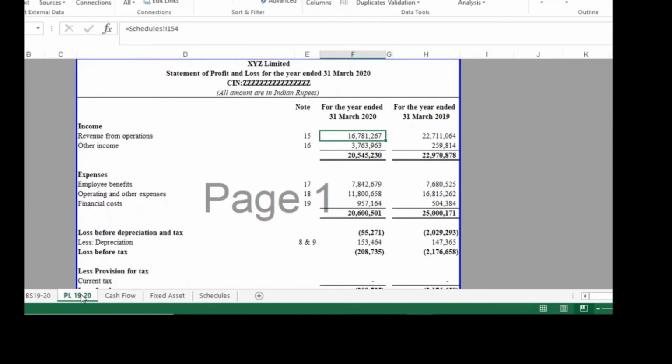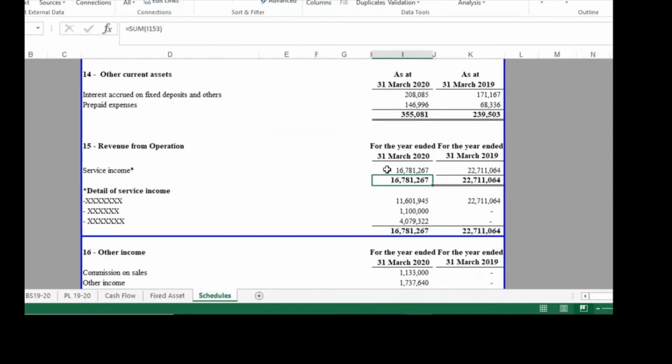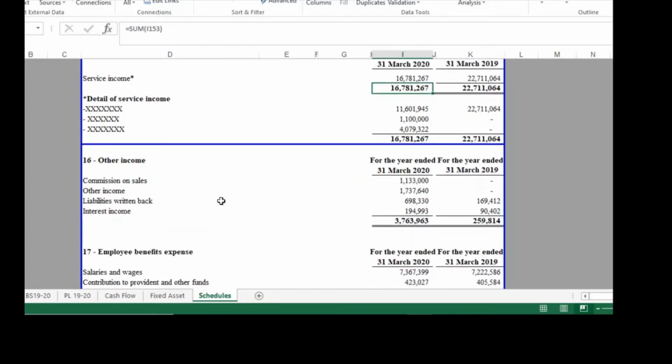So we start with profit and loss account. The first item is revenue from operation. So let's go to that schedule and see if there is any item which needs to be adjusted. In this case, we don't have any item which needs to be adjusted under revenue from operation. So let's go to the next schedule, which is other income. Now, under other income, we can see there are liabilities written back and interest income. Liabilities written back is a non-cash adjustment item, and interest income is an investing activity.